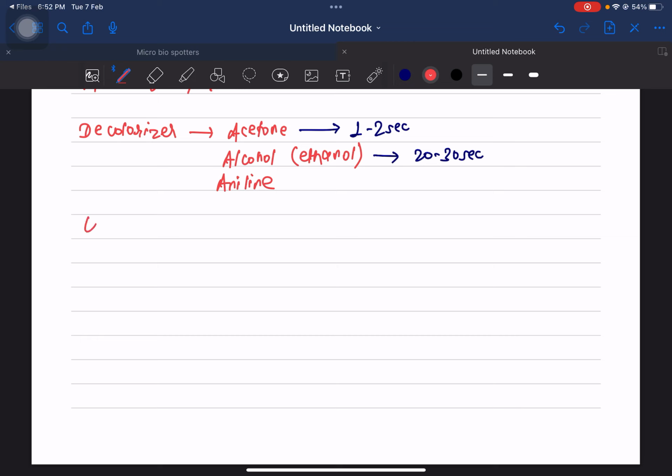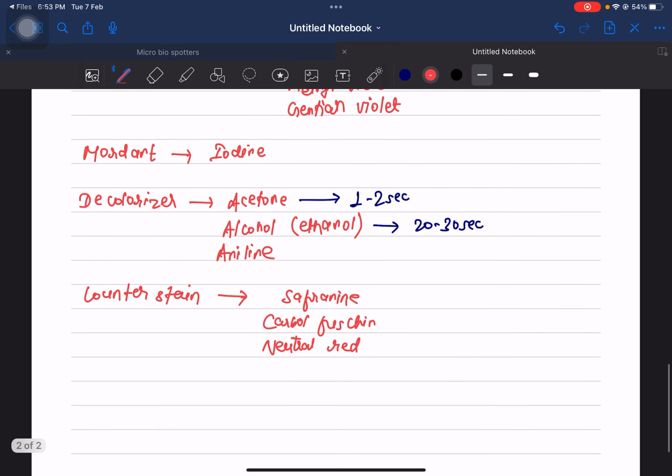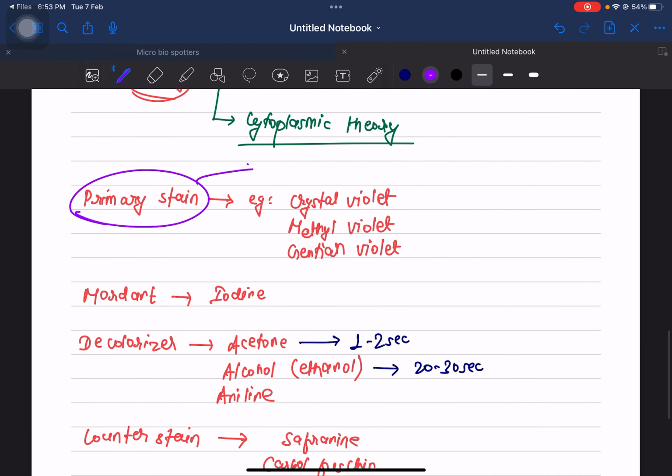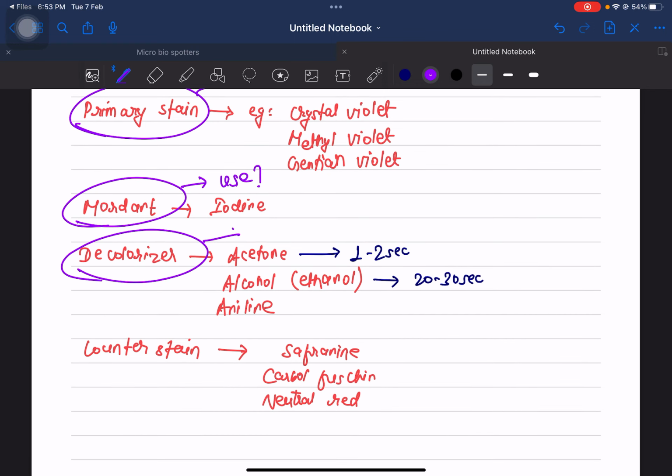Okay, similarly, what are the counter stains? What is the counter stain used in gram stain? That's safranin. Other examples of counter stains can be carbol fuchsin, similarly neutral red. Okay, so at first you must know the names. Now you must know the uses of the primary stain, the mordant, the decolorizer, and the counter stain.